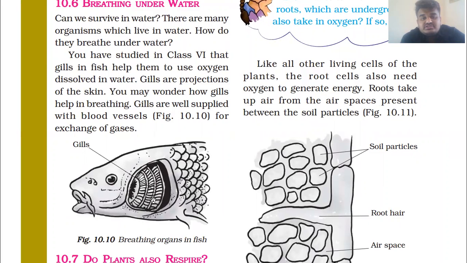Gills are projections of the skin. You may wonder how gills help in breathing. Gills are well supplied with blood vessels. You are given here the figure of the breathing organs in fish, mainly the gills. Gills are well supplied with blood vessels for the exchange of gases. So we can say fishes complete the process of breathing with the help of gills only.